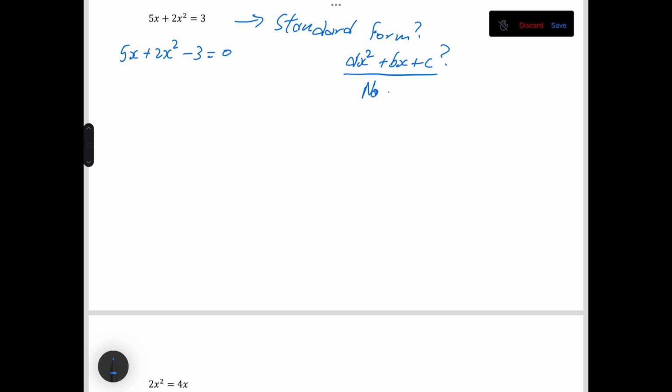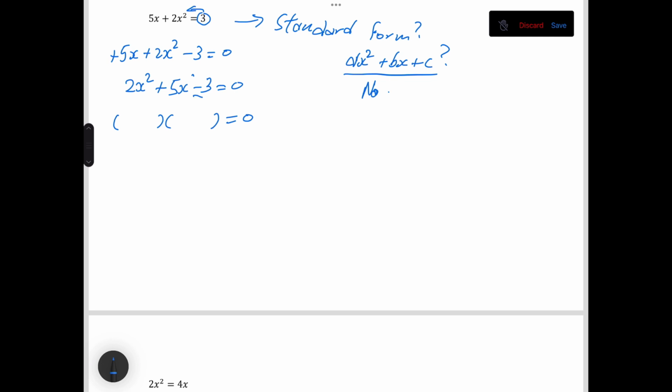So we transpose the 3 to the left. It gives me negative 3. And so now let's rearrange it. 2x squared plus 5x. Now remember, the 5 is positive, so that's why we have plus 5x minus 3 equals to 0. So now we have the standard form. Okay, so now we can factorize.